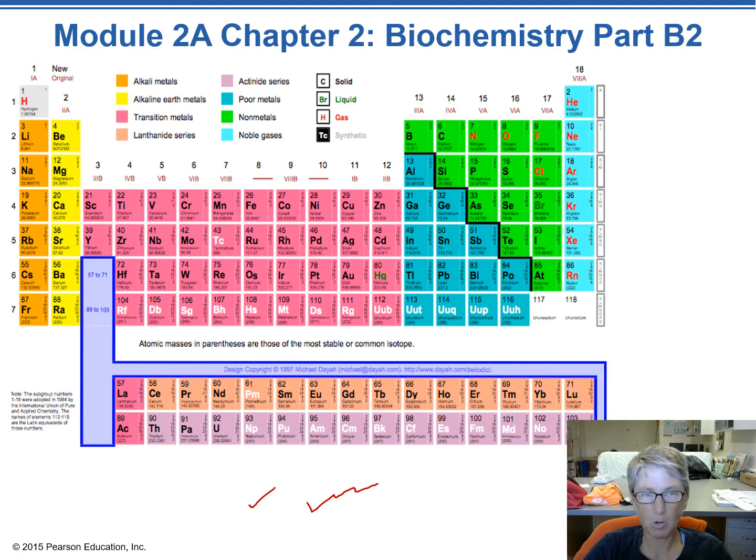We're still in Chapter 2, still doing biochemistry, but this is Biochemistry Part B2. And as usual, we shall ask the question, where is God on this periodic table of elements? Shown: carbon, hydrogen, oxygen, nitrogen. And do you remember the two additional parts of CHON that some textbooks add? If you said phosphorus and sulfur, you're right.